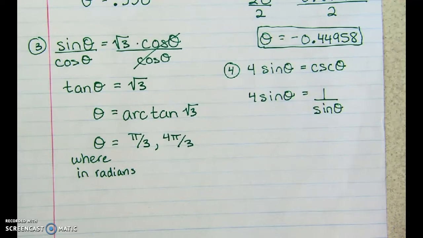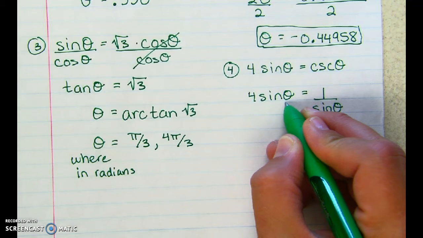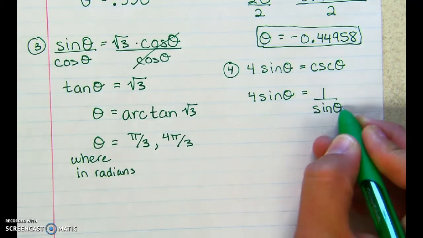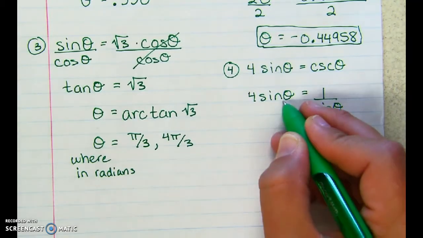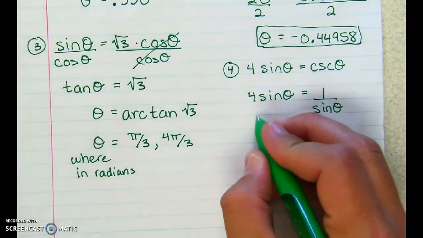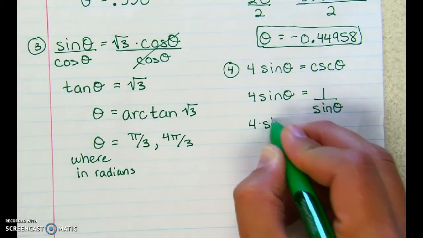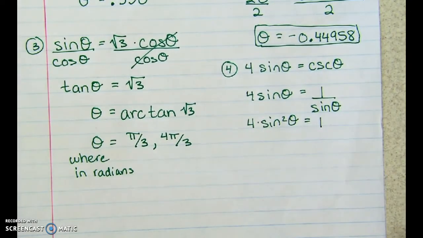Is that right? Okay. If I wanted to move this sine to the other side, I would divide it, but I can move this to this side and multiply it, and I'll have a sine squared. Let's see. 4 times sine squared equals 1. You with me?